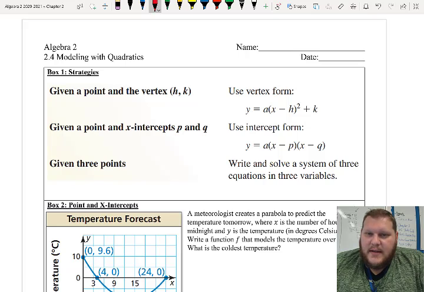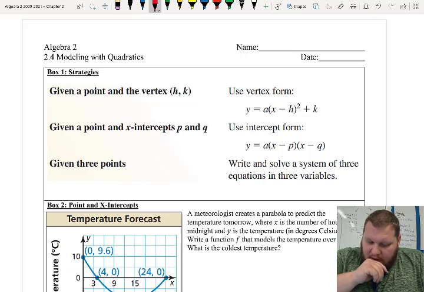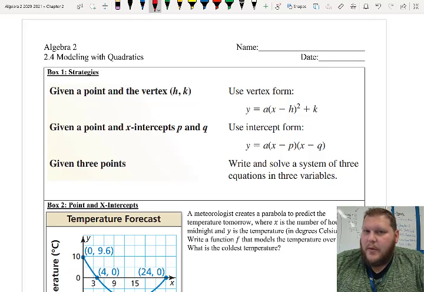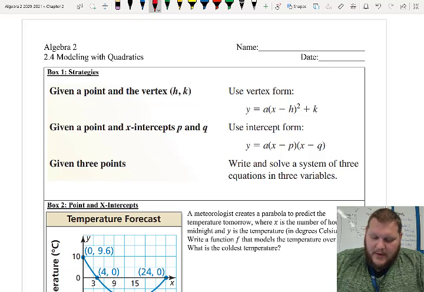Obviously, if we've got our vertex and then some other point, we can figure out really easily what that a value is. If we're given our x-intercepts and a point, well, obviously we're going to use our intercepts form for that.